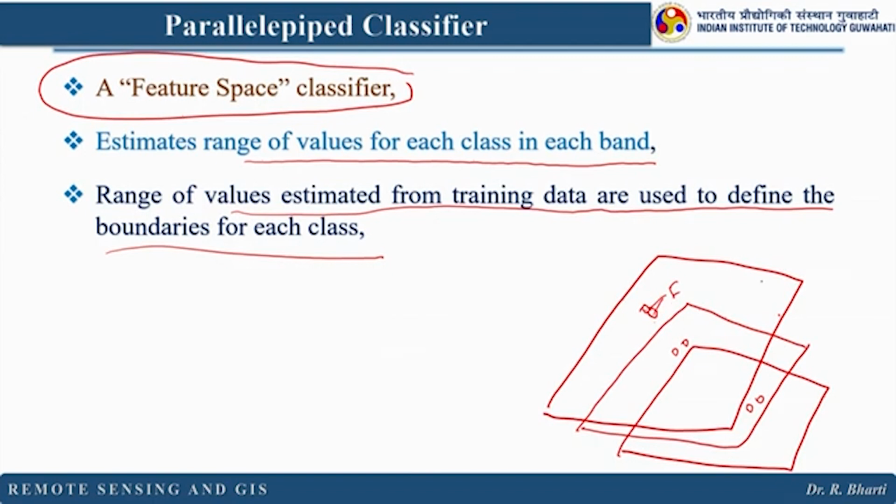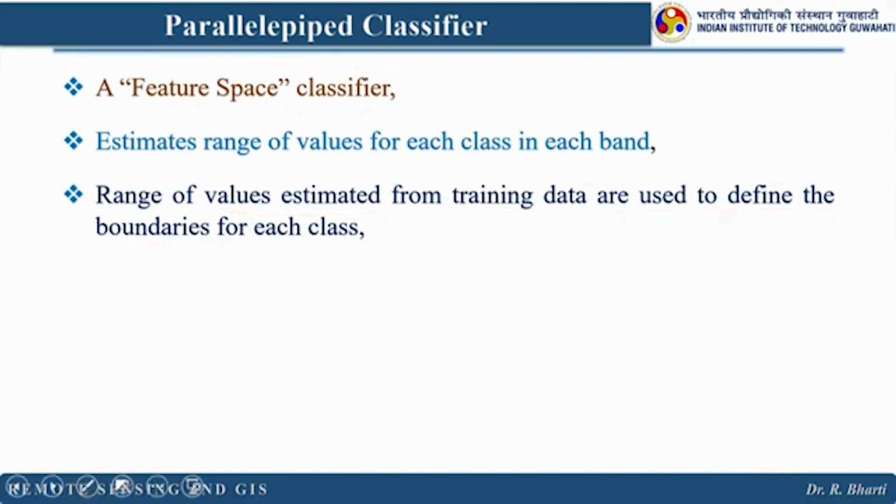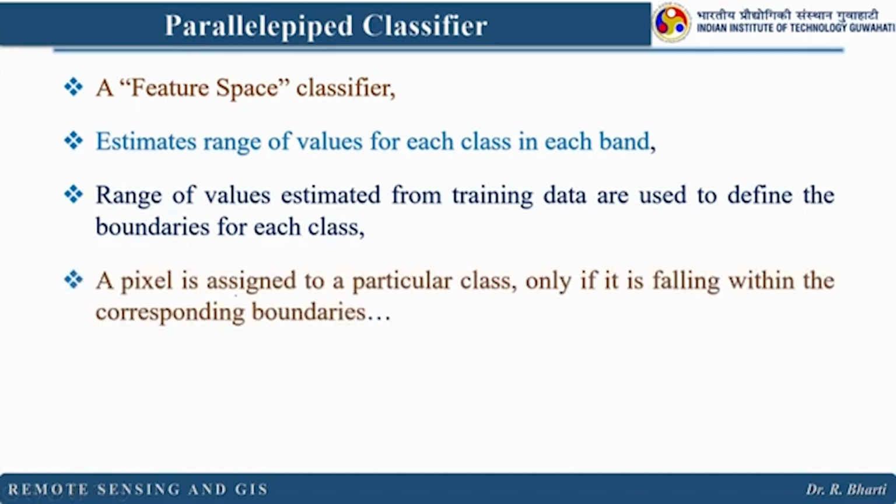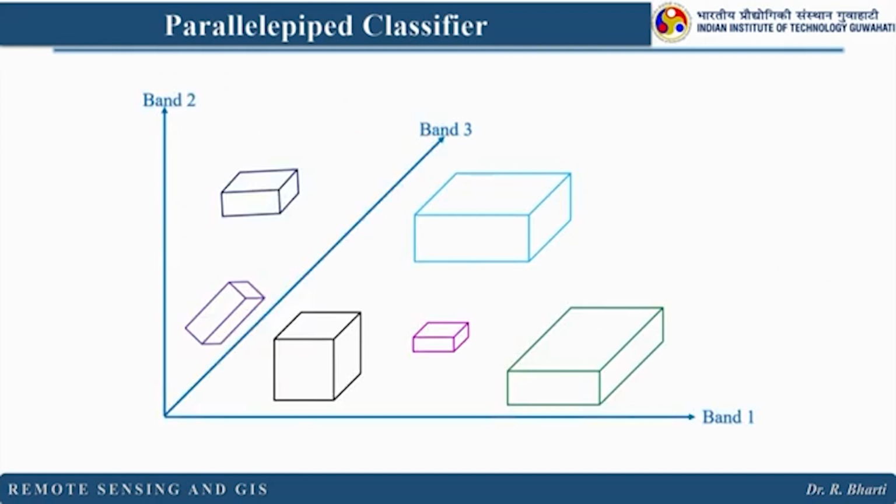So what happens here? Suppose there are 3 bands, so you have 3 dimensions, and from these 4 pixels you know what is the minimum and maximum value. Here you will have minimum and maximum, here you will have minimum maximum, here you will have minimum maximum. Then you can actually draw the boundary for each class, right? So a pixel is assigned to a particular class only if it is falling within the corresponding boundaries. This is very important that you understand here.